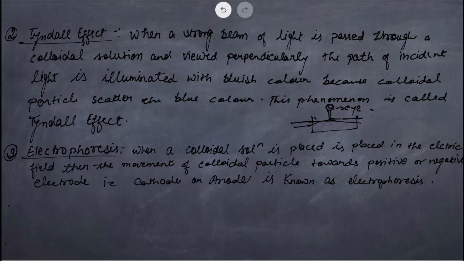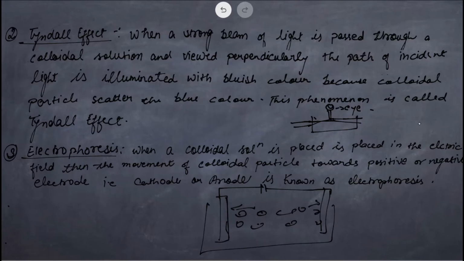As you have seen, this is the beaker. If there are electrodes like this, and here is the colloidal solution, then these particles start moving towards their respective oppositely charged electrodes, the cathode or anode. Okay, they start moving like this.